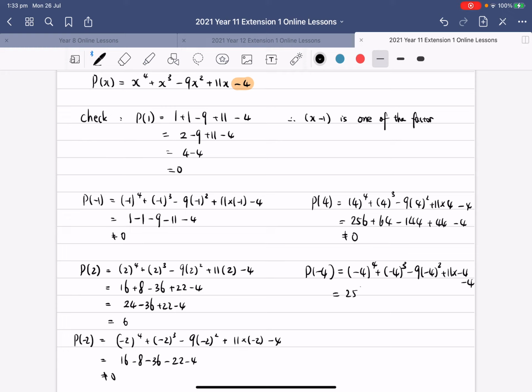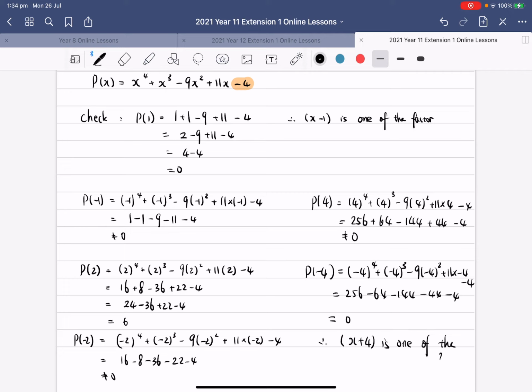256 minus 64 minus 144. Looks promising this time. Minus 44 minus 4. Okay. All right, that is equal to 0. Good. So therefore, we have another factor, which is x plus 4 is one of the factors.